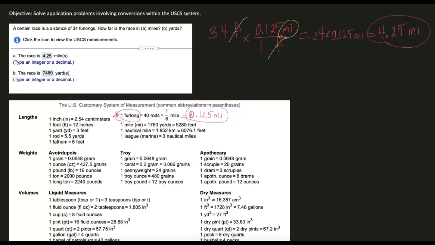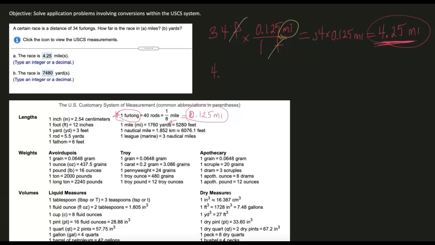For the next part of this example, we're now going to change those furlongs into yards. And when I look through the list of different conversions, I don't see one that changes furlongs directly into yards, unless I'm missing it somewhere. But I do see one right here that changes miles into yards, and I've already changed these furlongs into miles, so I'm going to take that a step further.